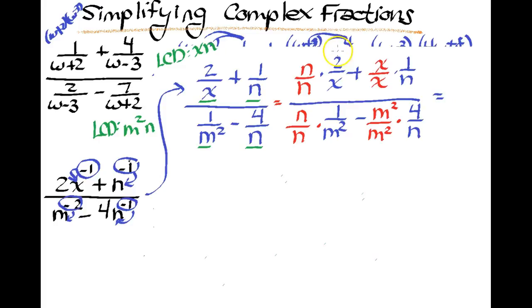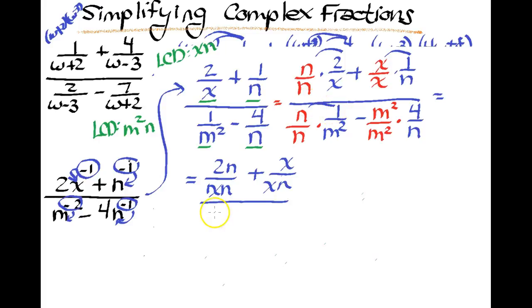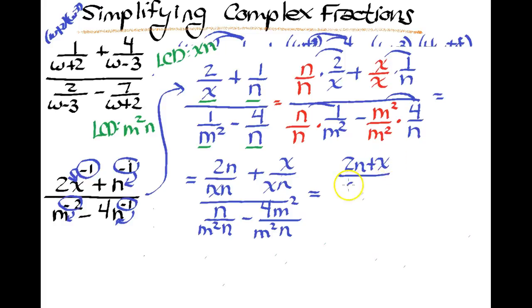Okay, so let's go ahead and multiply out. So in the numerator we get 2n over xn plus x over xn. And in the denominator we are going to multiply out and we get n over m squared n. And then we get minus 4m squared over m squared n. Okay, so now we have common denominators, so we can combine terms in our numerator, combine terms in the numerator of our denominator.